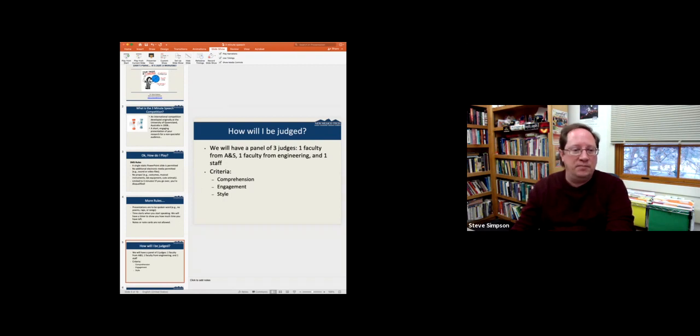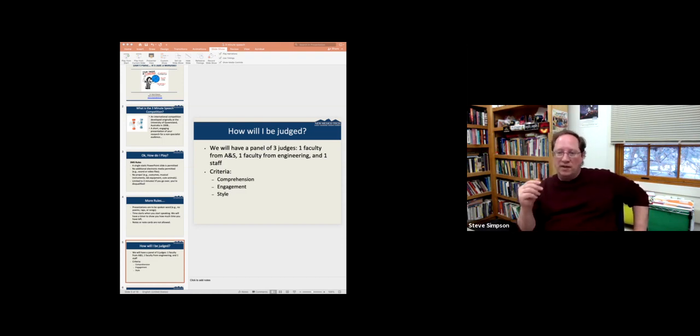And let me actually pull up an extended rubric so that I can read the instructions that the judges have whenever they're judging your work. Generally I put together a panel of judges and I select one faculty member from arts and sciences, one faculty member from engineering, and then one staff member.